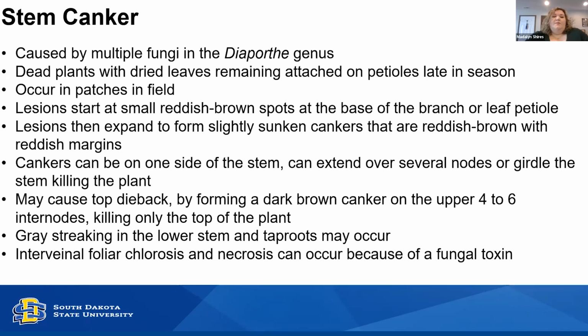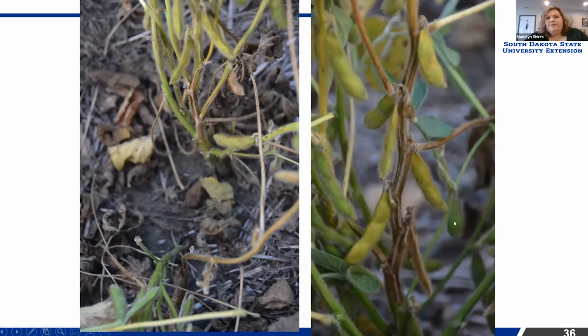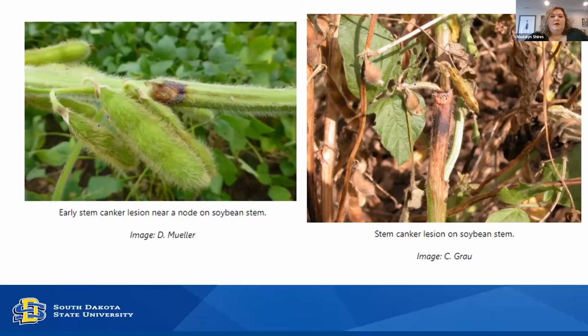Then another symptom that could be seen from stem canker is interveinal foliar chlorosis and necrosis, because this fungus, like some of the others, produces a toxin. So it produces some of those weird yellow green symptoms that you'll see in the leaves. So this is an example of stem canker, and you can see that forming here. Another close-up. Some more pictures. So you can see it forming here on a node from the soybean. And then this is a more advanced stem canker.